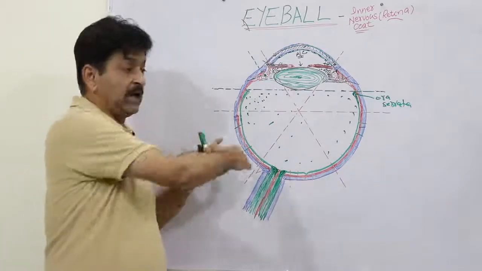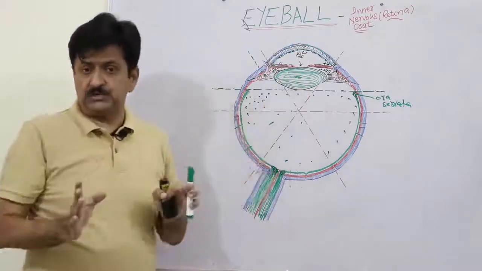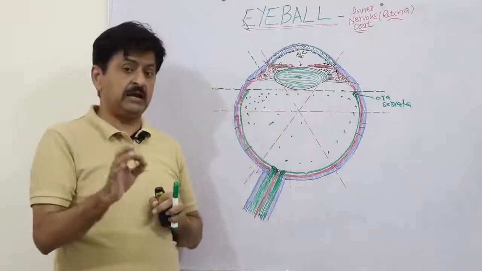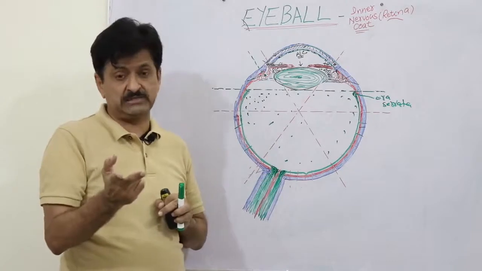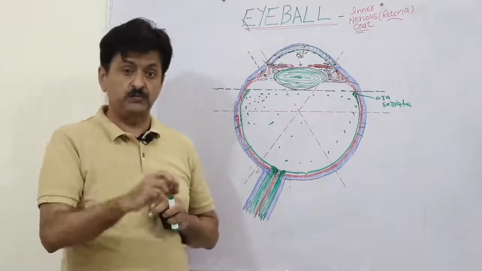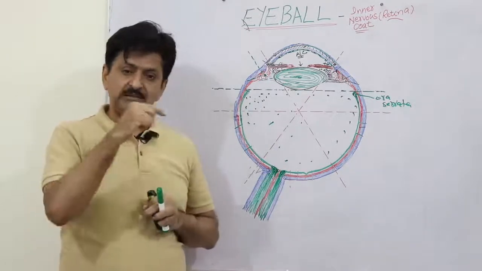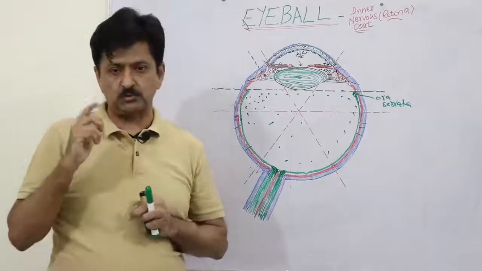But if any other photosensitive area cannot transduce a stimulus into an impulse, then you will not call it a physiologic blind spot. That blind spot is pathologic, and we call it a scotoma.